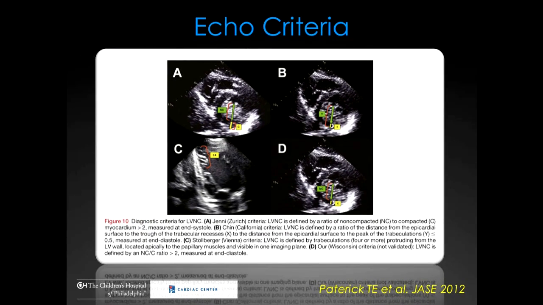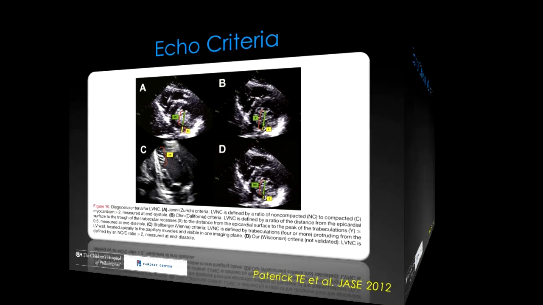And this is just a figure from that review paper I mentioned earlier, which shows you all the different variations of how to measure LV non-compaction. The Jenni criteria are shown in panel A, the Chin criteria in panel B, and the Stöllberger criteria, which measures multiple trabeculations rather than a ratio, are shown in panel C, and the authors have come up with their own criteria in panel D.